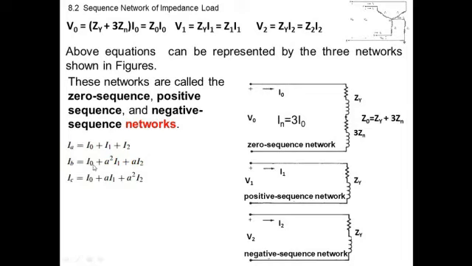Similarly, IB is the summation of the positive, negative and zero sequence components with some operator A and A square. Similarly, IC is the summation of the positive, negative and zero sequence components multiplied by operator A and A square. And in the case of a balanced system, we have IN equal to 3 into I naught. Simply, it is 3 times the zero sequence current.